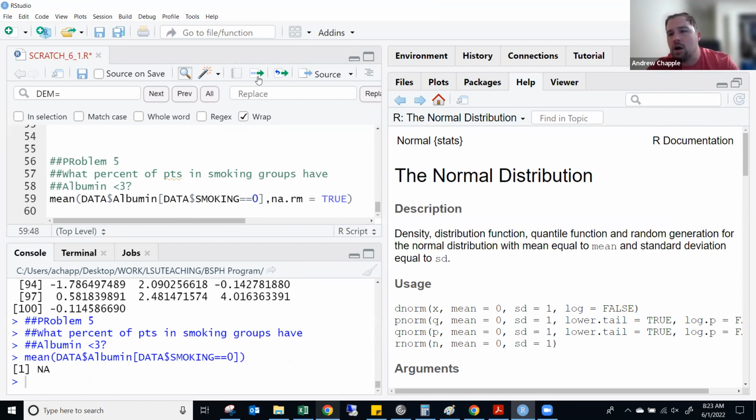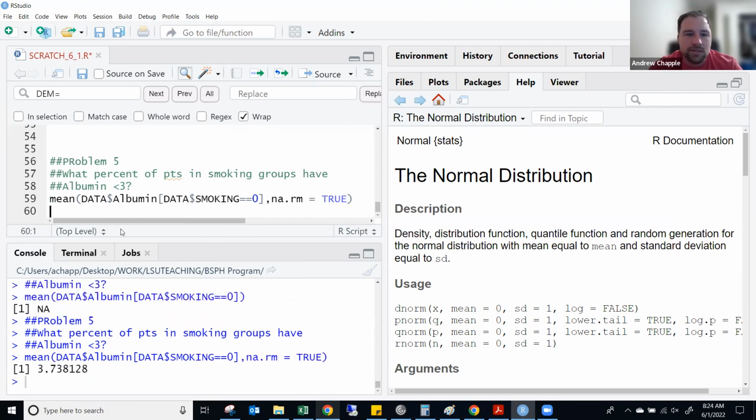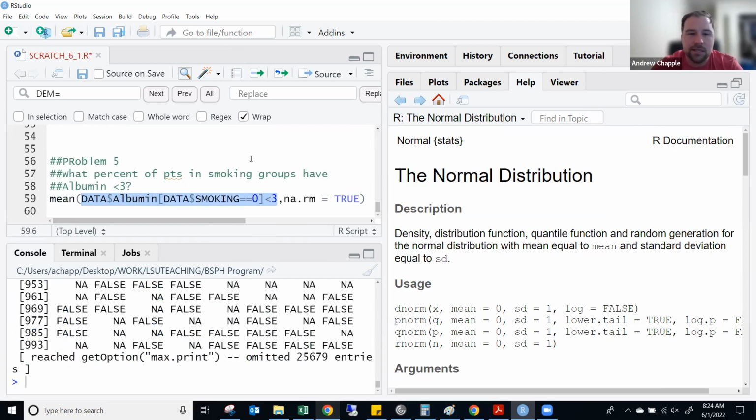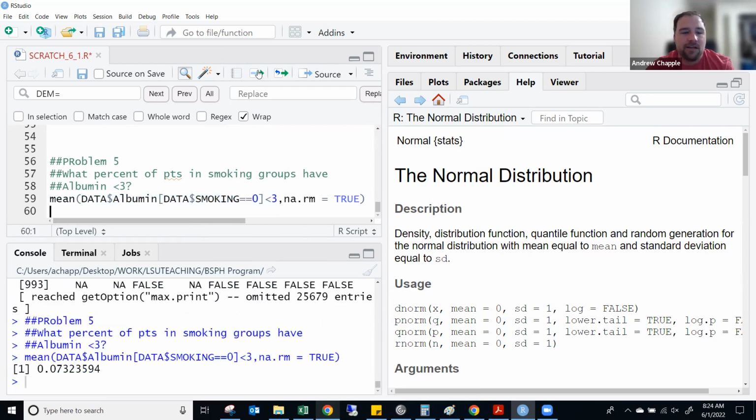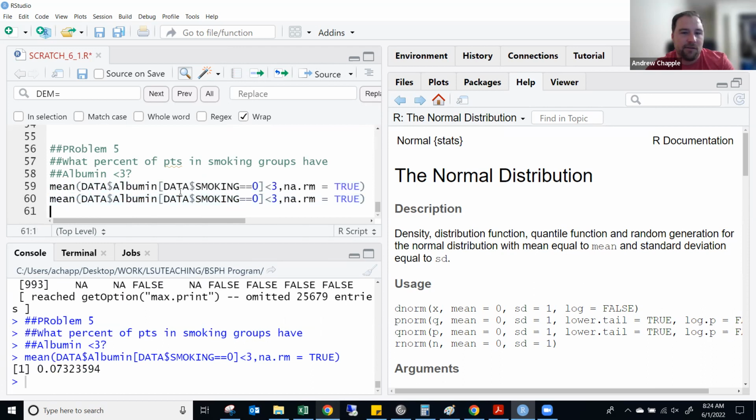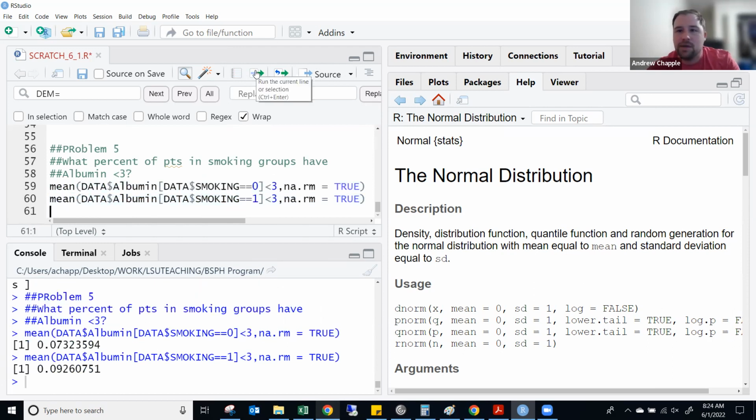I think the reason R does that is they want to make sure you're aware that there are missing values in this data frame. So this is the percent. If I'm less than 3, I need to pass this less than 3. You can always run parts of your code. This should turn it into trues and falses. You can see it does. So the percent that have less than 3 is 7% in the non-smoking group, you see that 0.7, and in the smoking group, it is 9%.